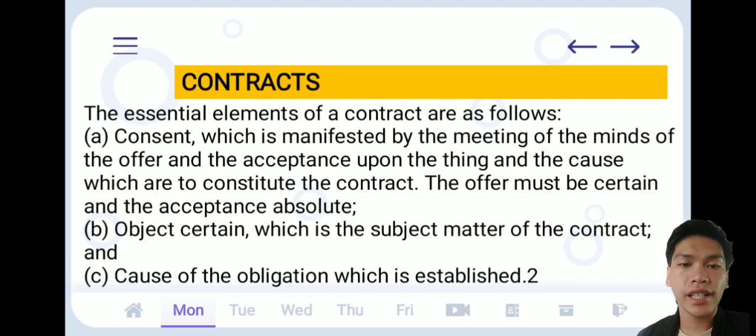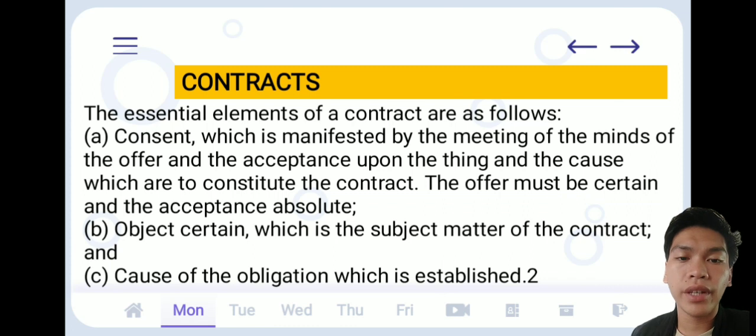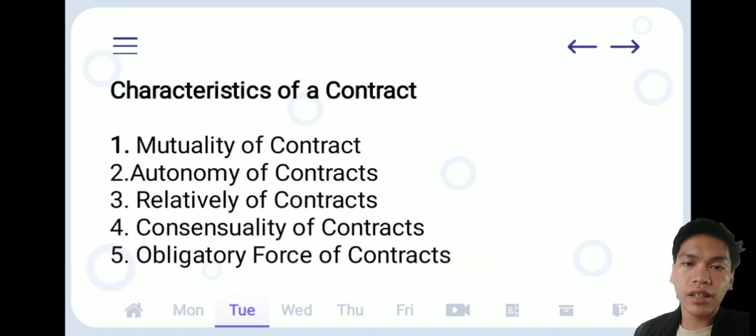So first, consent, which is manifested by the meeting of the minds of offer and the acceptance upon the thing and the cause which constitute the contract. So the offer must be certain and the acceptance absolute. Next is object certain, which is the subject matter of the contract, and the last one is the cause of obligation, which is established. So let's now move on to the characteristics of contracts.